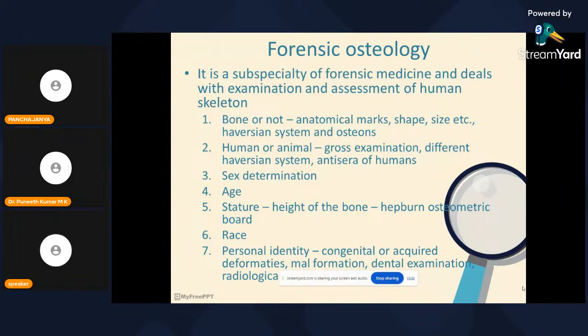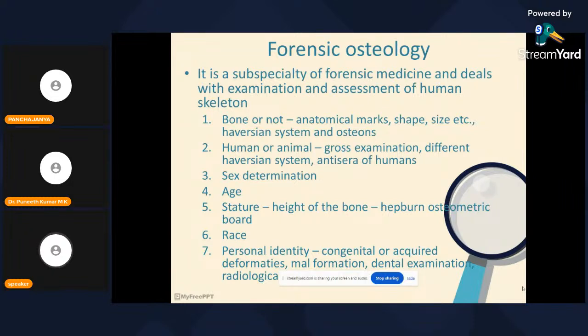The age of a person can be determined based on the development of a bone, the ossification centers, or the calcification. Based on this process, that is development of the bone, ossification centers and calcification, age can be determined.